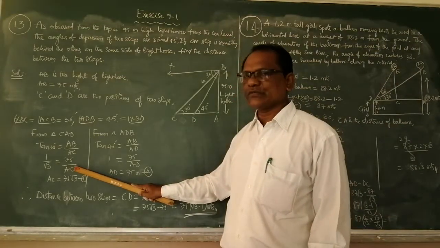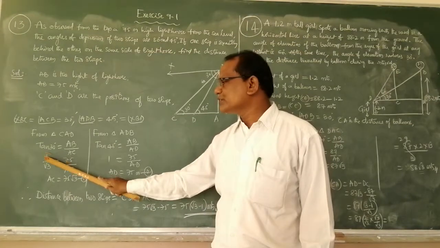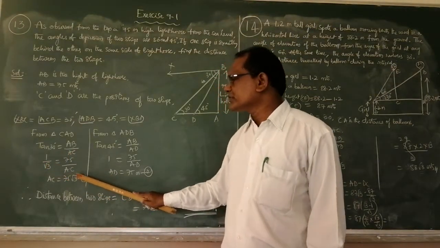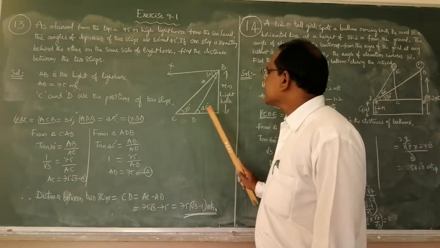AC means, we are going to find out the AC. Therefore, by cross multiplication, AC into 1 equals AC equals 75 into root 3. 75 root 3, that is the first equation from the triangle, that is the CAD triangle.